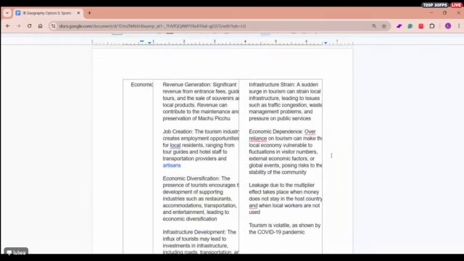However, the downside is you'll have infrastructure strain. So a sudden surge in tourism can strain local infrastructure, which leads to issues such as traffic, waste management problems, and pressure on public services.